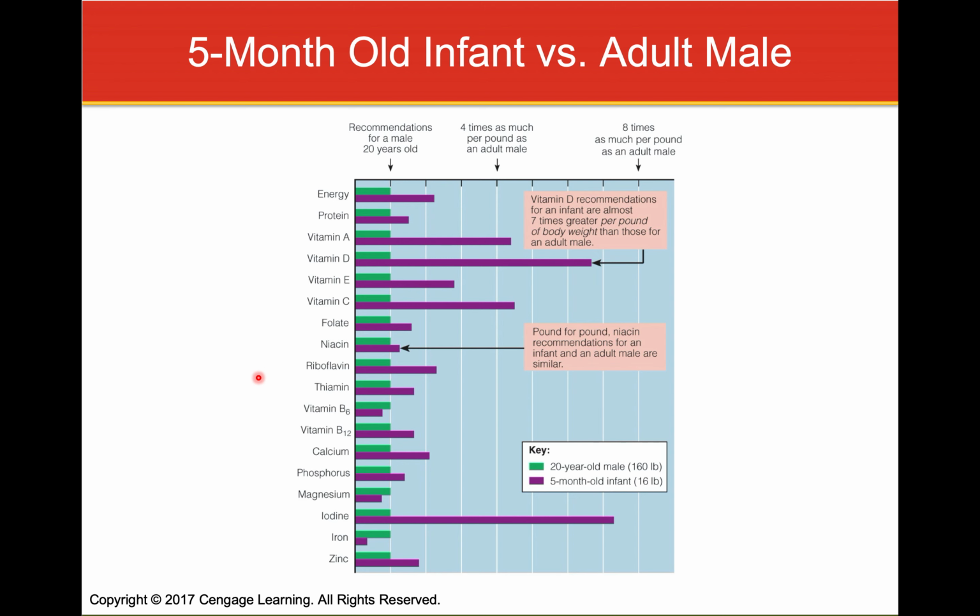It's also going to be reflected in most vitamins and minerals. So you can see the ones that are highlighted here are vitamin D. So the recommendations of an infant are almost 7 times per pound of body weight than those of the adult male. And for this reason, with breastfeeding, it is recommended to have a vitamin D supplement, and we'll see that soon. Just the other one highlighted here is niacin, and you can see that there's not much of a difference, so that would be an exception.